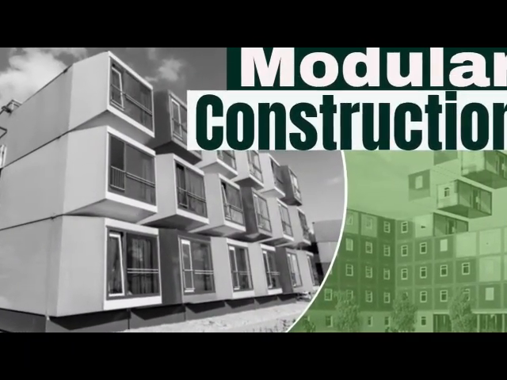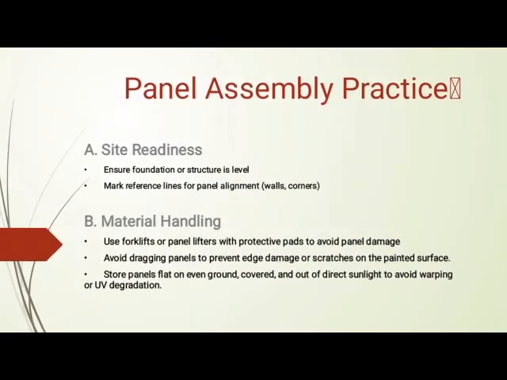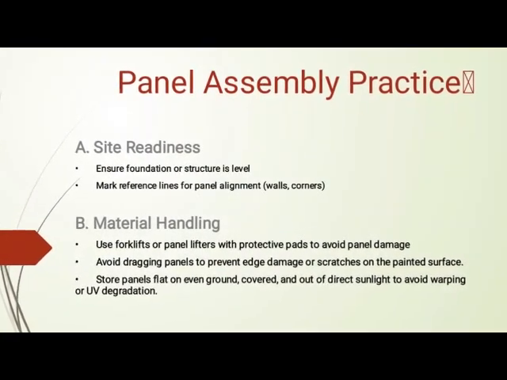The first is site readiness. What is your foundation like? Is your foundation level? Is it straight? Is it flooded? Is it clean? Is it dry? Secondly, you have to do your markouts. Mark out the lines and the paths that your panels are going to be going through. This is important because if you don't do your mark out properly, you most likely will not have a straight wall or a straight panel setting.